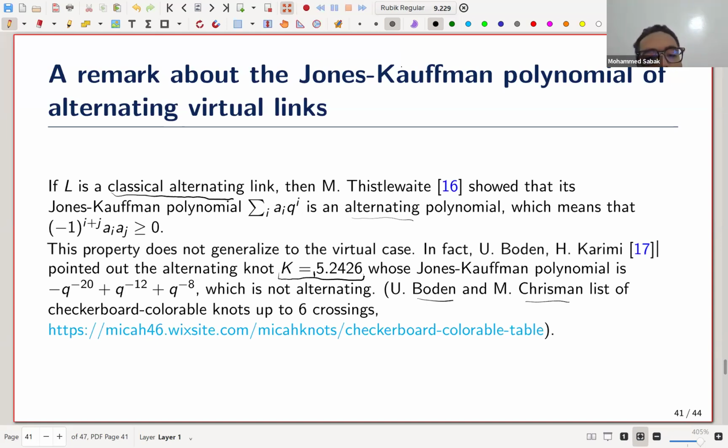As I said, we have this knot here, which is alternating. It was pointed out by Boden and Karimi. It has Jones-Kauffman polynomial equal to minus q to the power of minus 20, minus q to the power of minus 12, plus q to the power of minus 8. As we see here, this polynomial is not alternating.